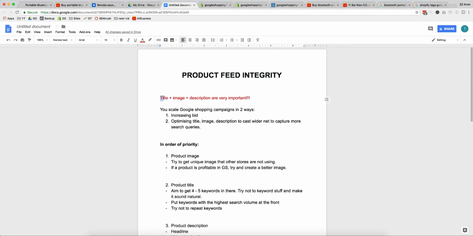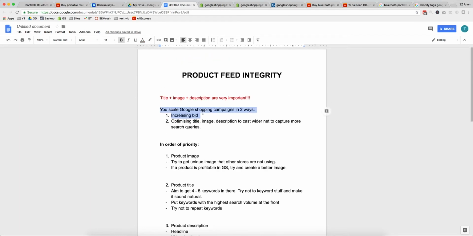So the product title, the image, and the description are probably the most important things in your Google Shopping feed. Your title is important for your product to be actually displayed. The image is important for click-through rate, so how many people actually click onto your product page. And the description is important both for capturing keywords and also making people convert, right? So making people actually buy the product when they're on your product page.